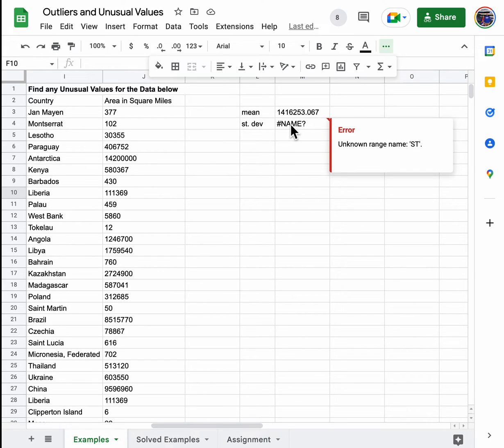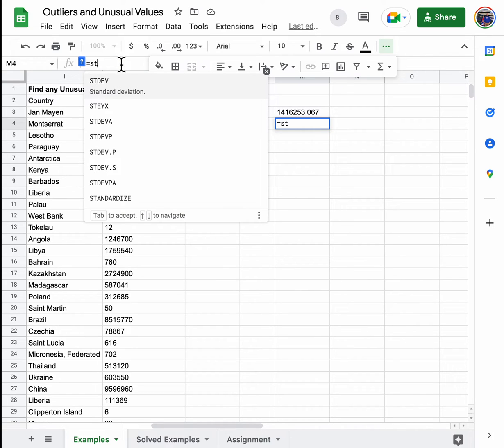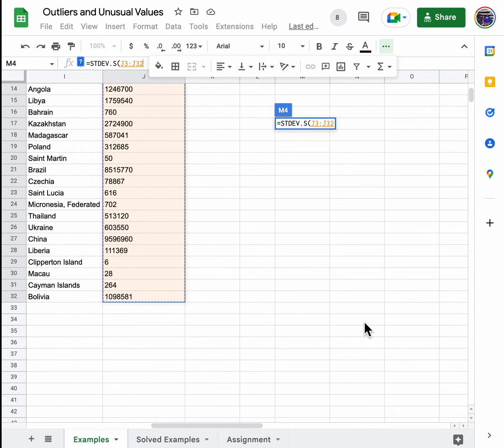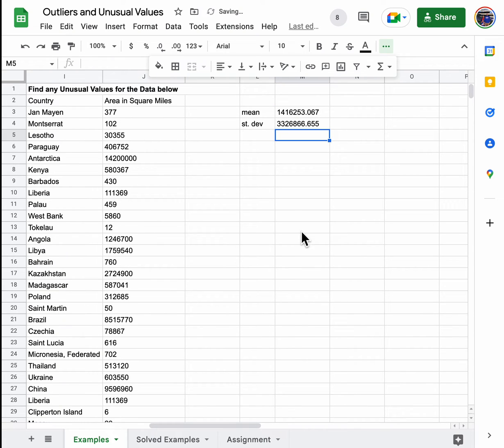Now, just going back to standard deviation again, it's equals ST. You start typing that in, ST for standard deviation, but then click on the one that says .S, standard deviation for the sample. And again, mean and standard deviation are the two easier things that you can do because it's just highlight the data and hit enter. You don't have to put any other values in along with it. So I have my mean and my standard deviation. I still need a lower bound and an upper bound.